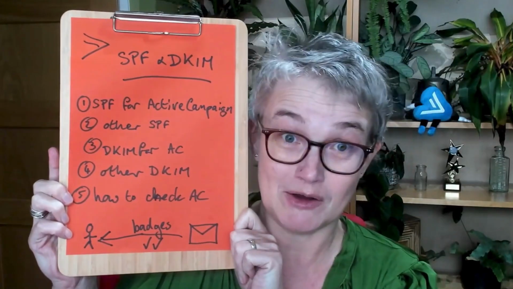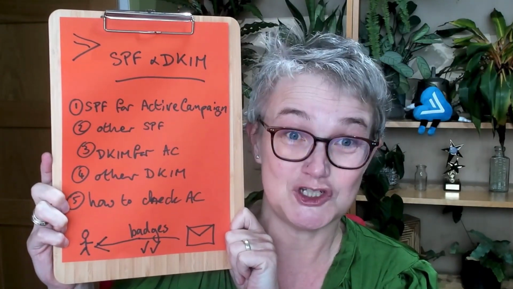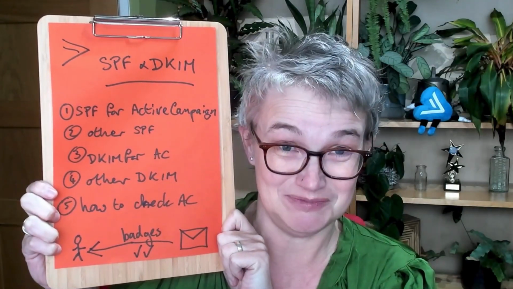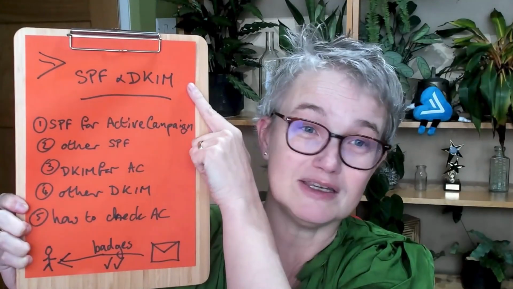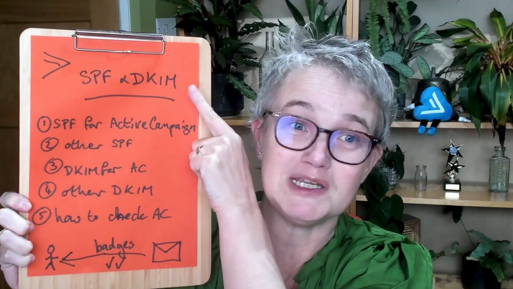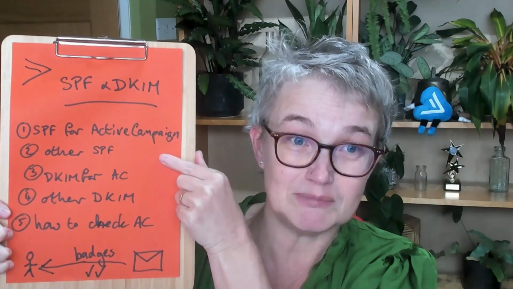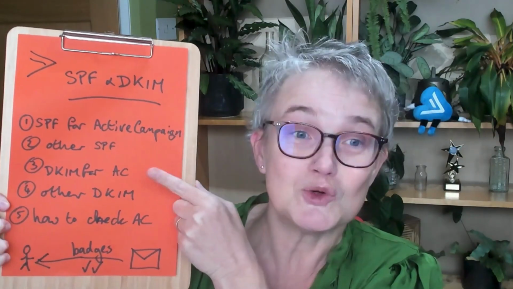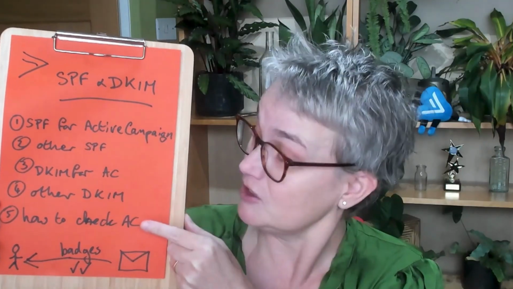We are talking about SPF and DKIM. These are two things to do with email authentication. Please don't be scared. You don't even need to know what this stuff means. It doesn't matter what those initials stand for. Nobody cares. What we care is that your SPF for ActiveCampaign and other sending platforms is sorted out, that your DKIM for ActiveCampaign and for other sending platforms is sorted out, and that you know how to check it.